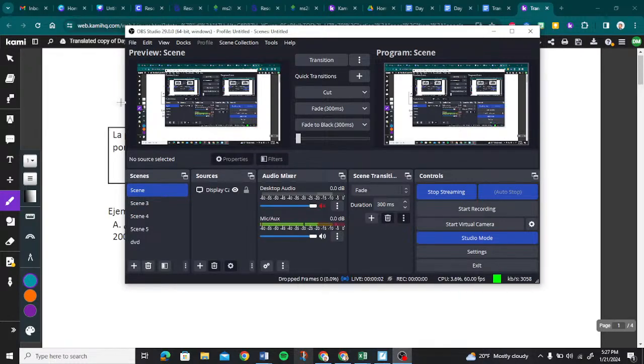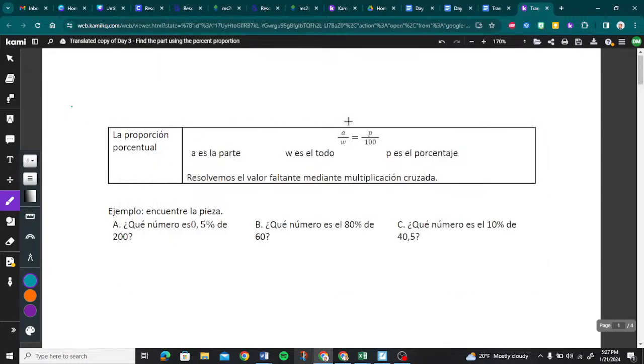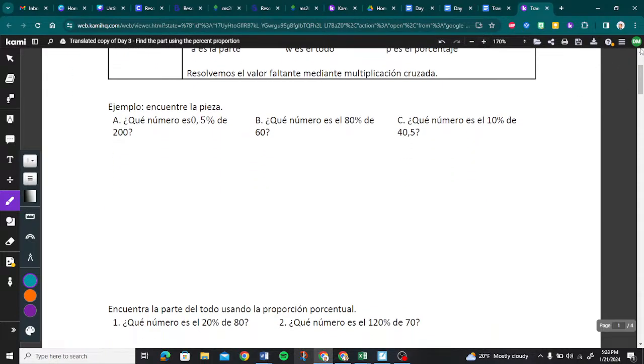Okay, here we go. So here we have the percent proportion. A is the part, W is the whole, and P is the percentage. And we're going to solve using cross multiplication. So here we go. What number is 0.5% of 200?